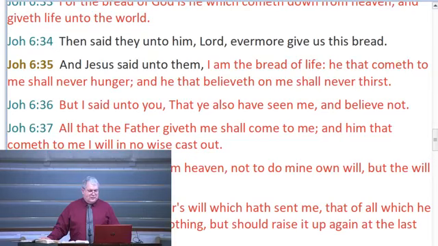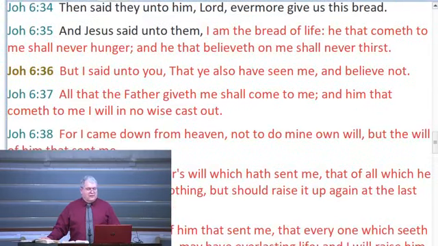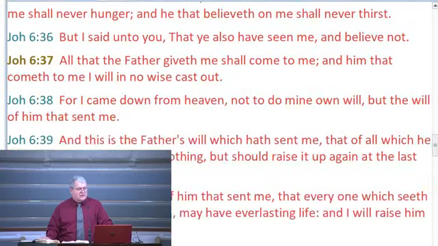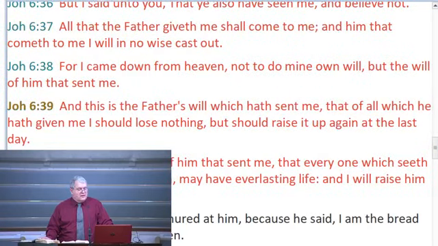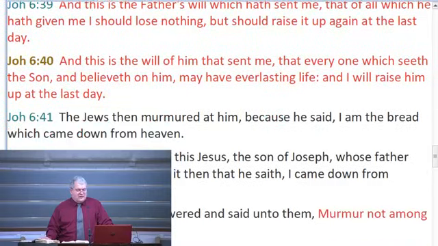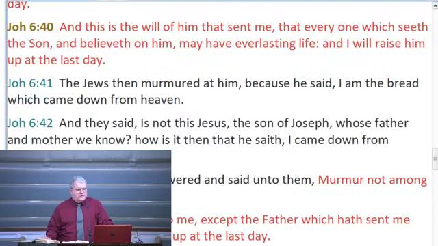He that believeth on me shall never thirst. I say, you've seen me and you believe not. All that the Father gives me shall come to me. Him that cometh to me I'll in no wise cast out. This is the Father's will which has sent me. All that he's given me I'll lose nothing, raise it to the last day. This is his will, verse 40. Everyone that sees the Son and believes in him may have everlasting life. I'll raise him at the last day. And they said, no fish sandwiches?